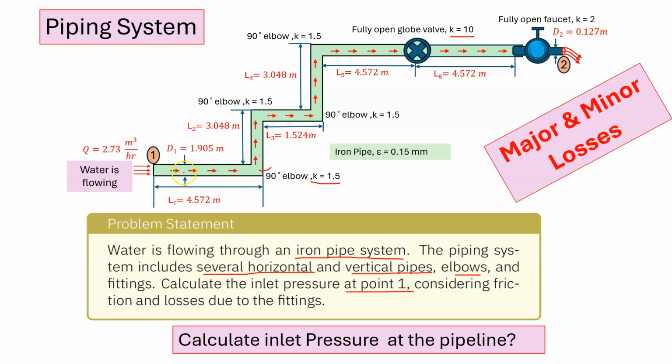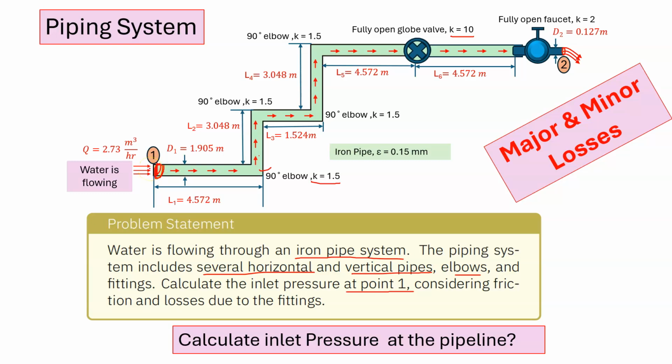Now here water is flowing through the pipeline and the flow rate is given, that flow rate of this water, Q, is equal to 2.73 meter cube per hour. Now I have to calculate what will be the pressure at the inlet of the pipeline. So at point 1, what will be the pressure at this point?